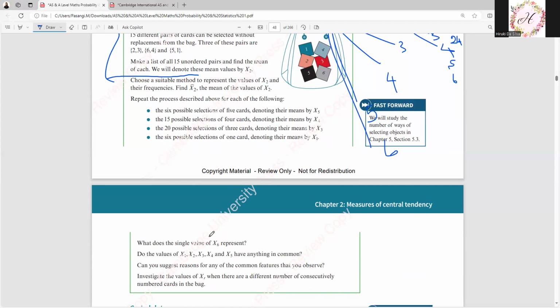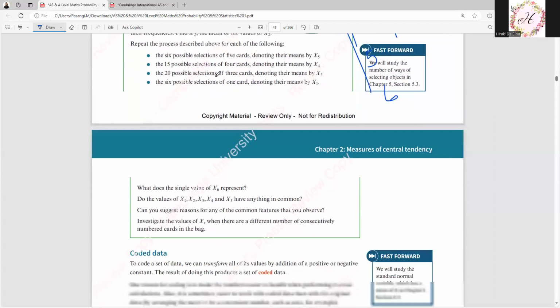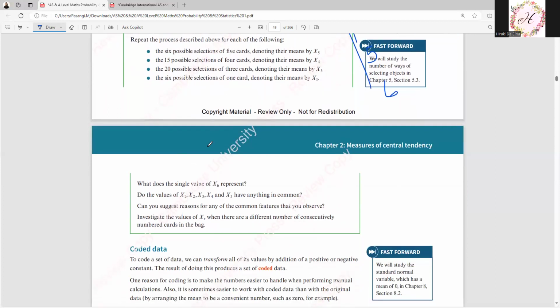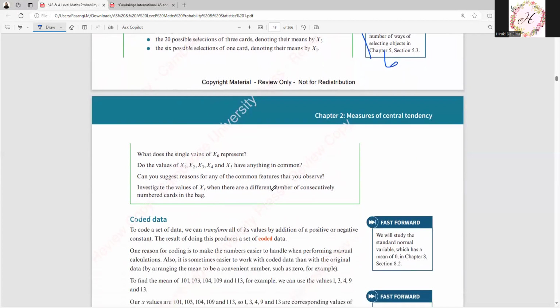Okay, so now anyway, the experiment would be like this, no? We will do the theory part, what they're saying. Now, keep it in your mind. So for the coded data, what will happen? To code a set of data, we can transform all of its values by addition of a positive or negative constant. We can add a positive constant or we can add a negative constant as well.